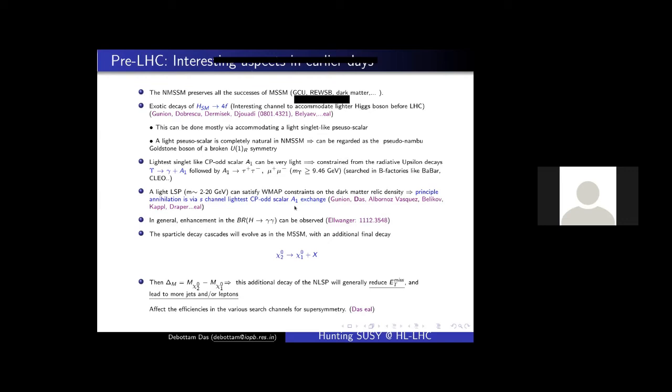So that's why this light neutralino dark matter was very interesting at that time, to explain the DAMA or CoGeNT anomaly.